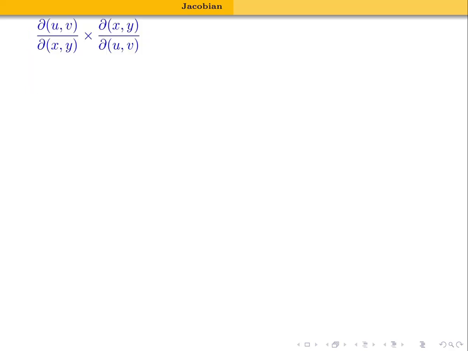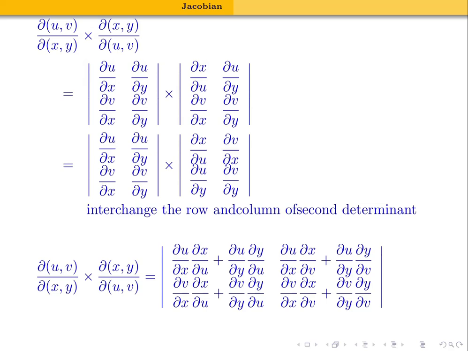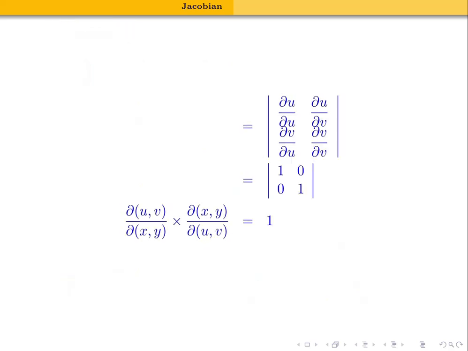So now ∂v/∂x times ∂x/∂v and so on, times ∂(x,y)/∂(u,v) is equal to, so we can write it in the form of a determinant. Here we can interchange the rows and columns of the second determinant, so we will get this case. According to the previous results, we get the determinant of 1 0 0 1, and if you take the determinant you will get 1.